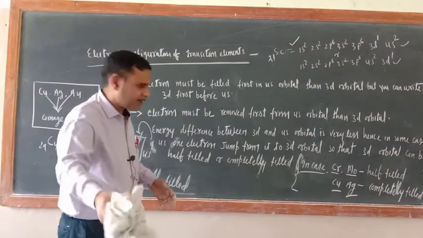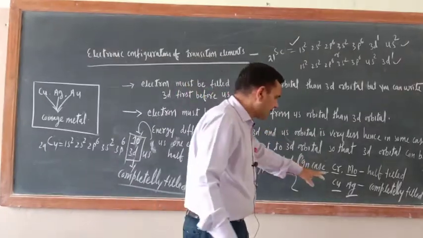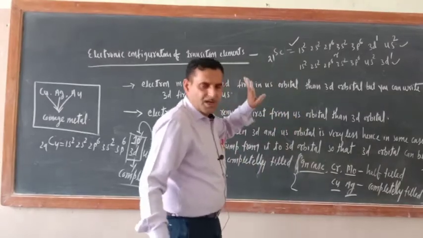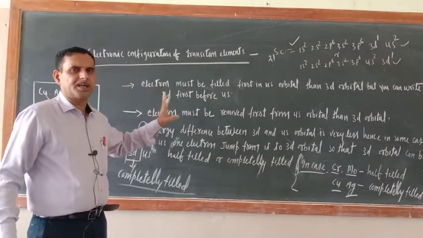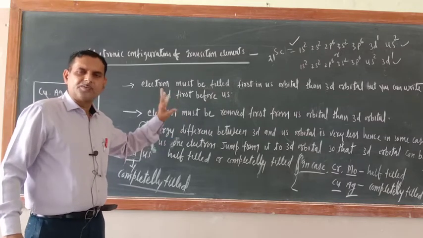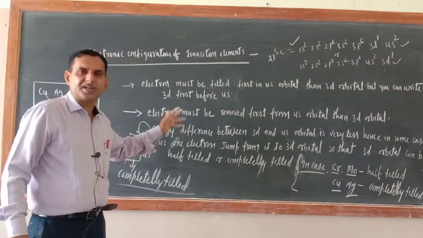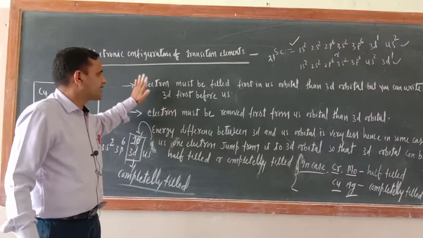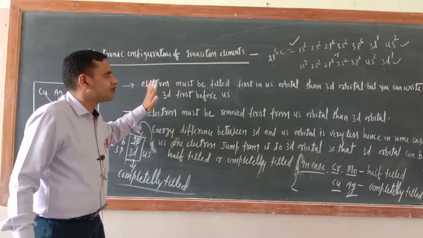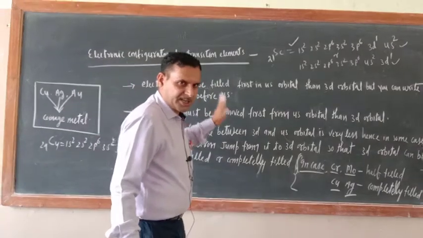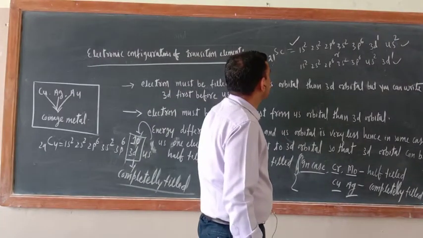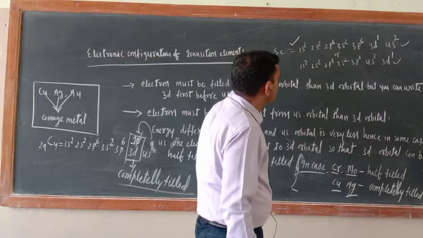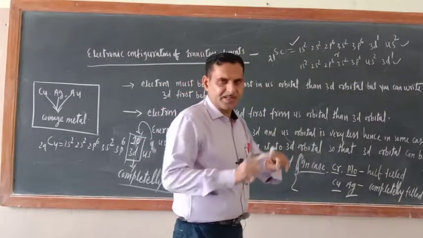So just take care. Now this is the case with copper and silver. Now in d orbital elements' electronic configuration, there are so many variations. So wherever variation is there, you should take care. In this way, these are some precautions which you must take care of while writing the electronic configuration. Okay. So in this way, this is over.